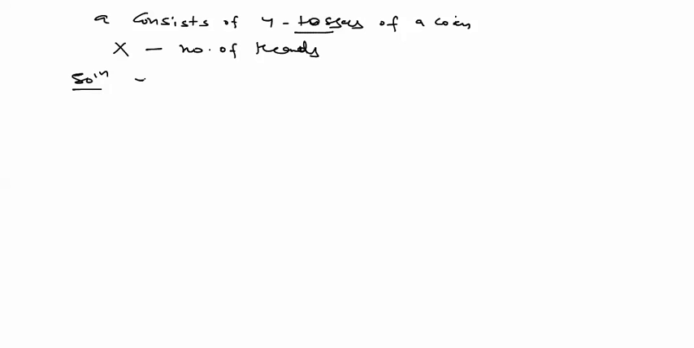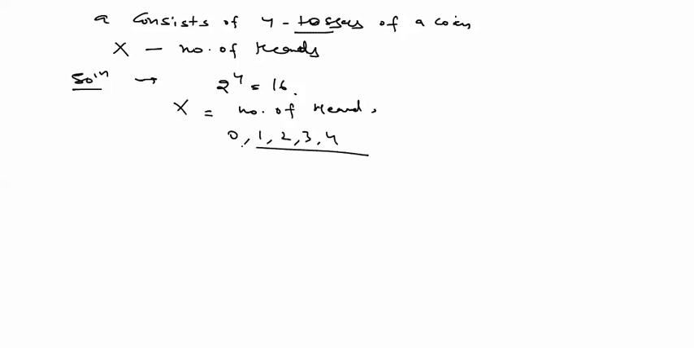Solution for this: 4 trials means 4 successive tosses, so the total number of samples is 2 power 4, which is 16. X defines the number of heads that appear. In 4 tosses, heads may be 0, 1, 2, 3 and 4. These are 5 possible cases: 0 head, 1 head, 2 heads, 3 heads, 4 heads. One idea is to write down all 16 possible cases and search out the 0 head, 1 head, 2 head, 3 head and 4 head cases.